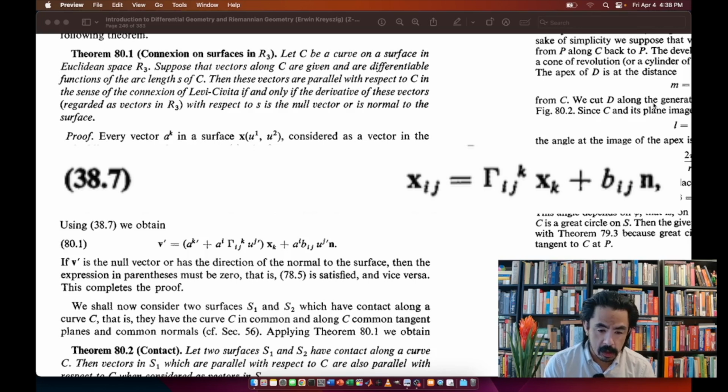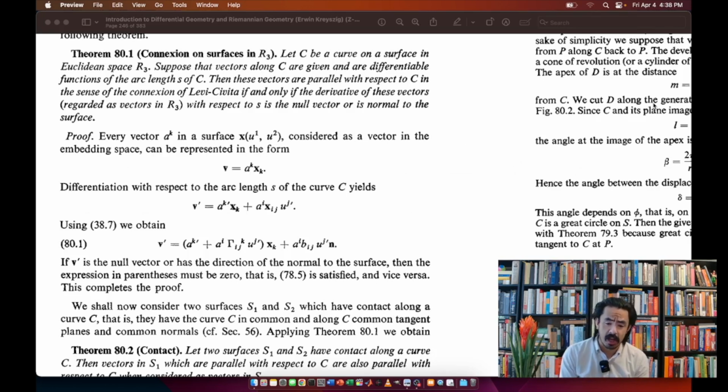Using the on-screen expression 38.7, we obtain vector v prime equals the quantity A^k prime plus A^i times Christoffel symbol ij^k times u^j prime, closed quantity, times the vector x_k plus A^i times b_ij times u^j prime times the vector n, which is a normal vector. If the vector v prime is the null vector or has the direction of the normal to the surface, then the expression in the parentheses must be 0, that is, the differential equations of the connection of Levi-Civita are satisfied, and vice versa. This completes the proof.